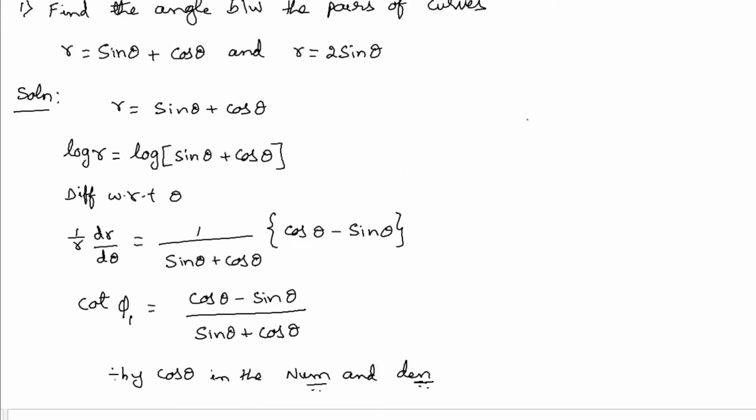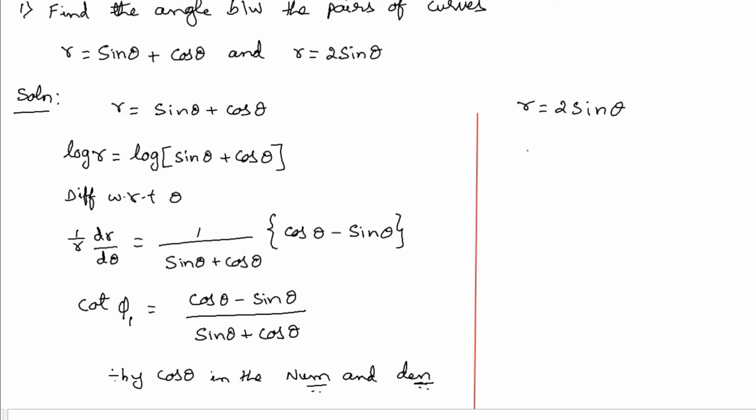The second curve that we have is r is equal to 2 sine theta. Here also I'll be taking log on both the sides. If we take log on both the sides, we'll be getting log of r is equal to log of 2 sine of theta. Using the properties of logarithm, this will be log of 2 plus log of sine of theta.